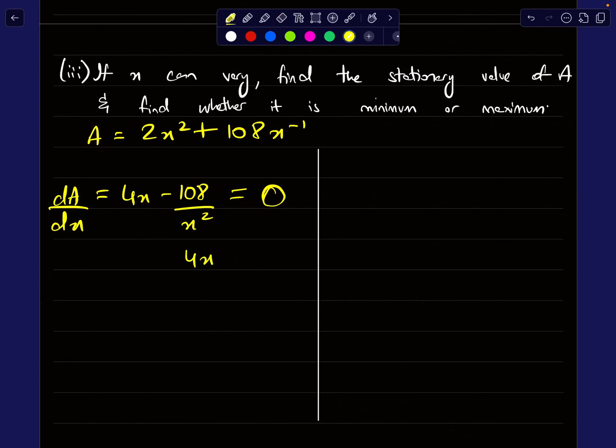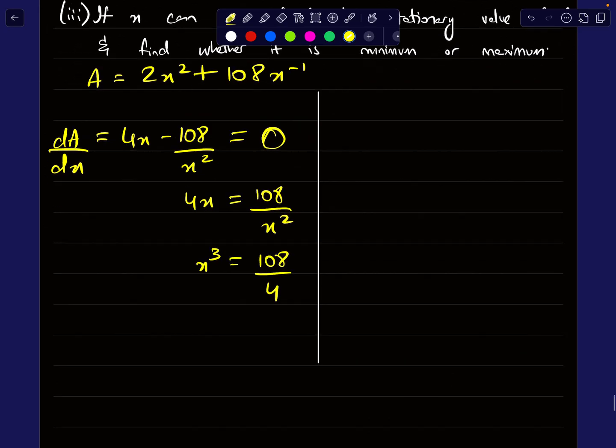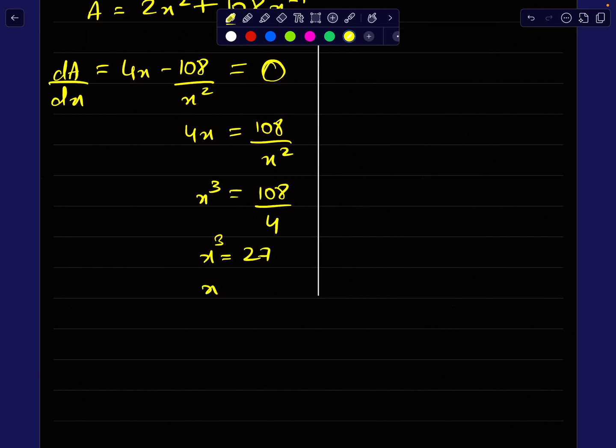Moving on, 4x is equal to 108 over x squared. If this goes to that side, we'll have x cubed is equal to 108 over 4, and x cubed is equal to 27. The cube root of 27 turns out to be 3.